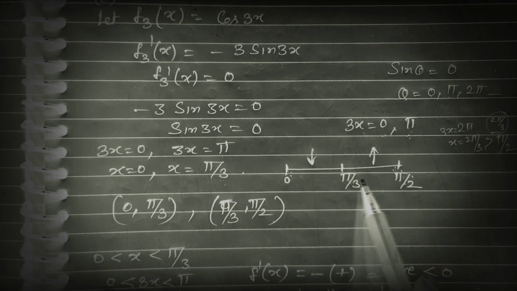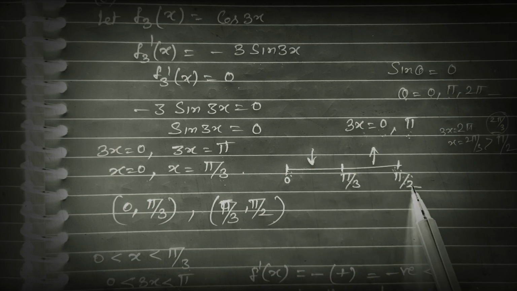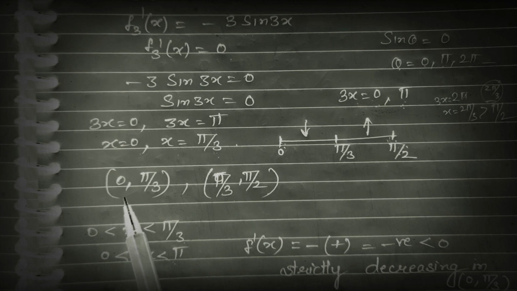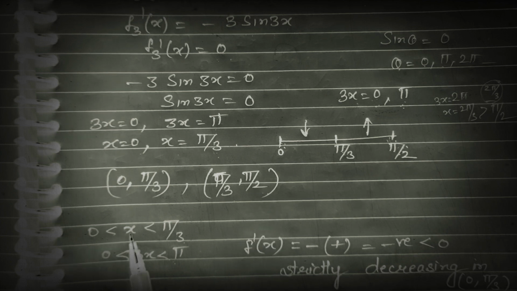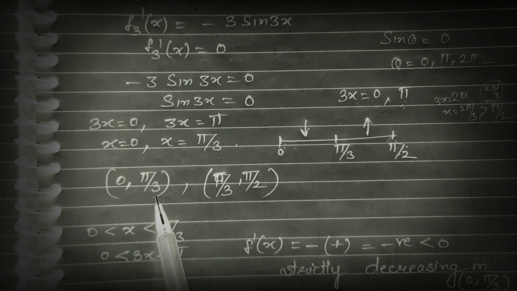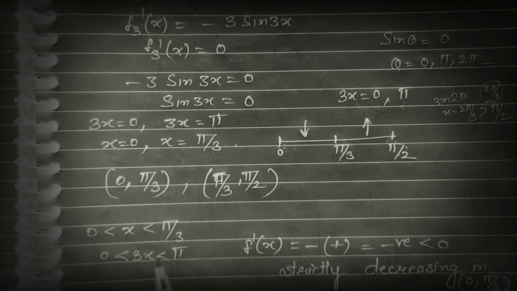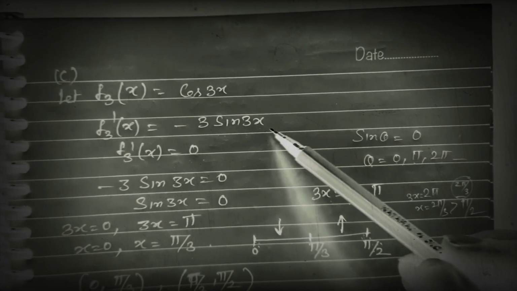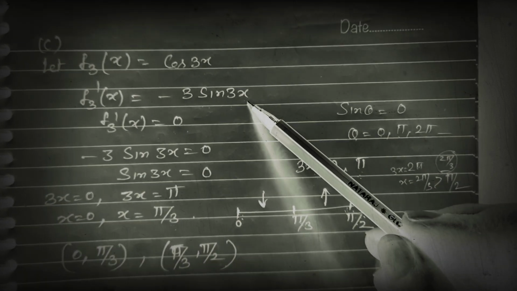So the intervals will be 0 to pi by 3 and pi by 3 to pi by 2. But we have to use open intervals here because the question is in open interval. So 0 to pi by 3 and pi by 3 to pi by 2. So if x lies between 0 and pi by 3, that is 0 to 60 degrees, then 3x will be 0 to pi. Multiply 3 with all, so it will be 0 to pi. And this is the first and second quadrant. In the first and second quadrant, sin 3x is positive.